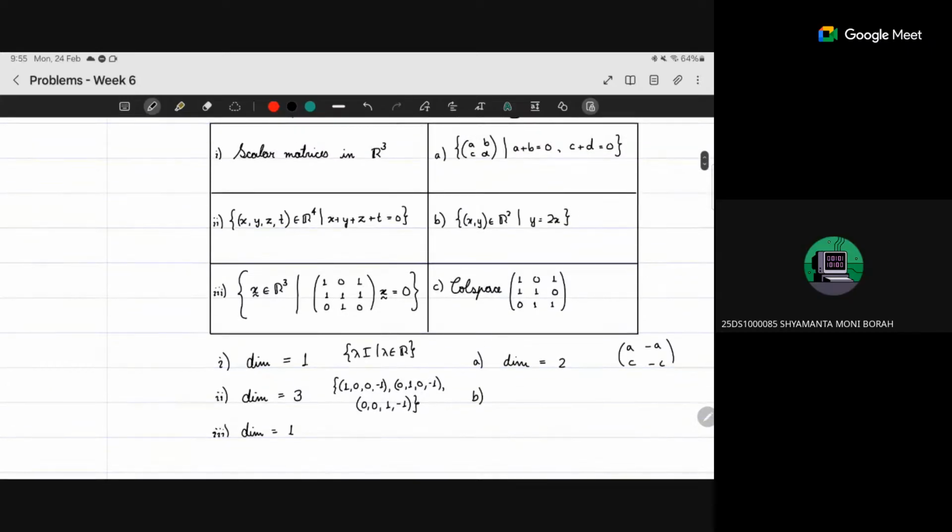What about the second set? 1, sir. 1. So this is of the form x comma 2x, right? So this is x times (1, 2). Once again, (1, 2) is a basis for it. So this is 1.